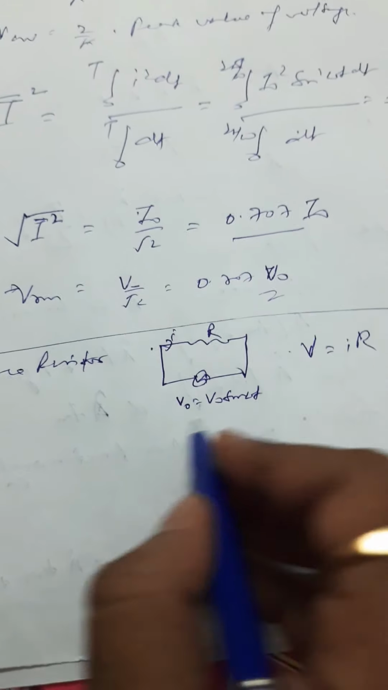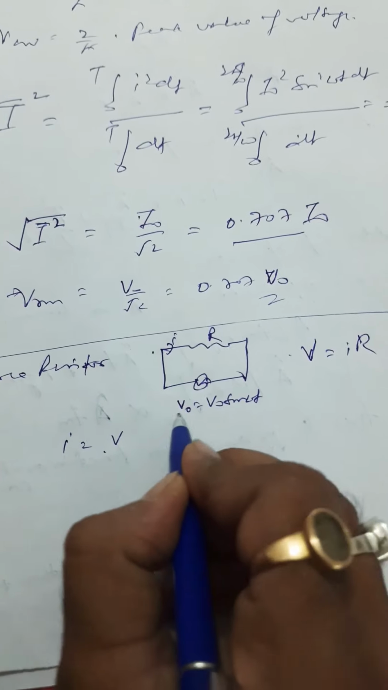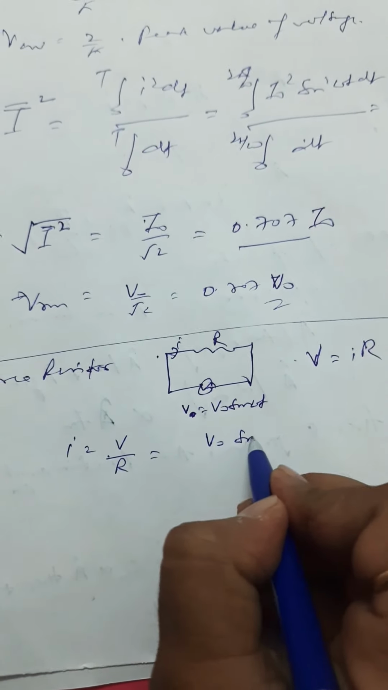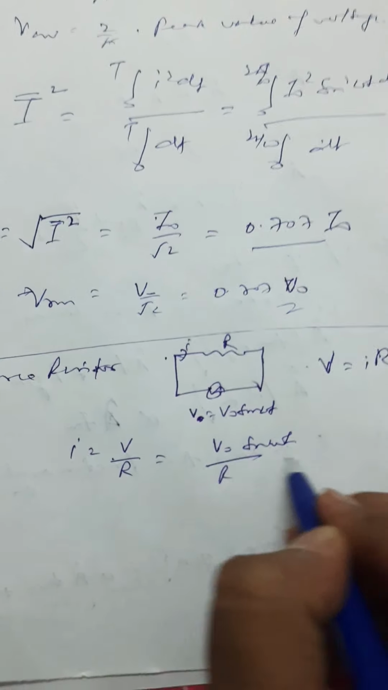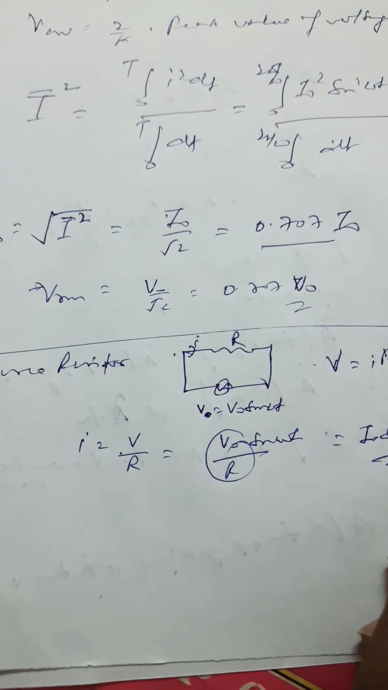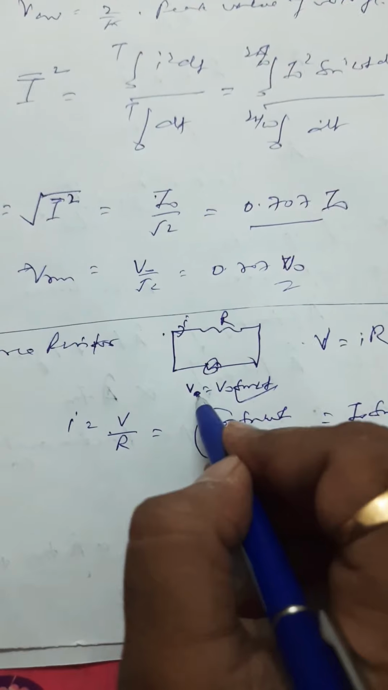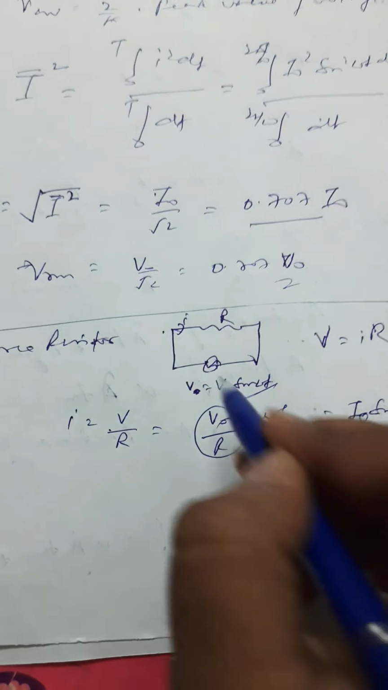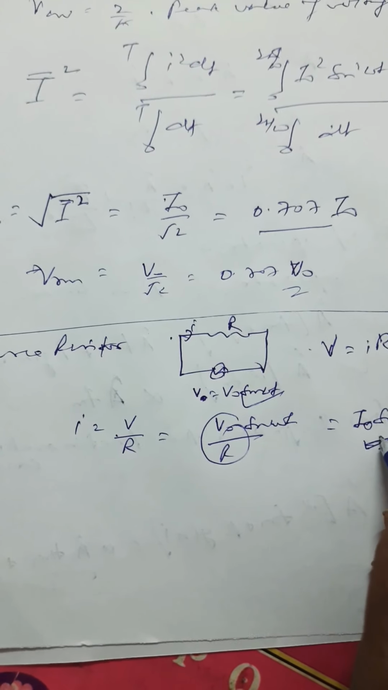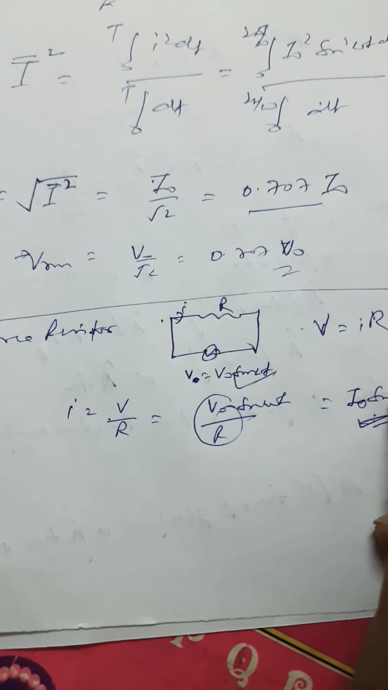Now I is equal to V by R, that is V naught sine omega t by R. So V naught by R is written as I naught sine omega t. What we can see is that the applied potential difference and the instantaneous current both vary with sine omega t, and they are in phase.